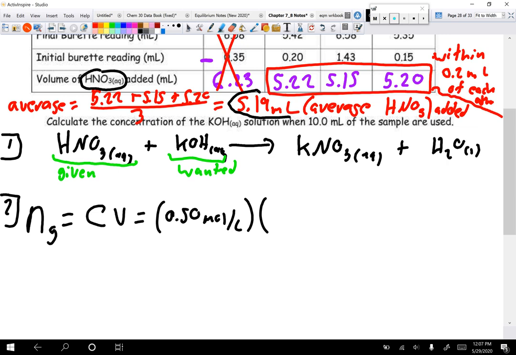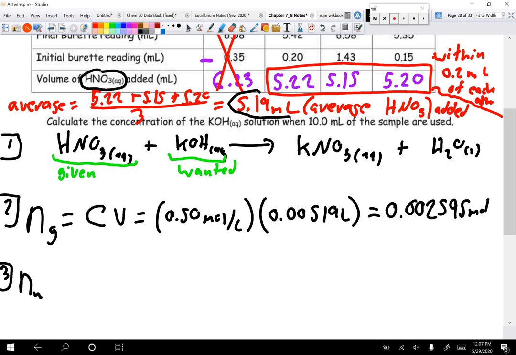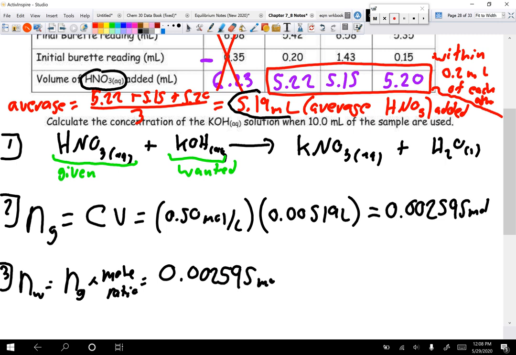So 5.19 milliliters. Of course, we can't use milliliters with concentration. We have to get that into liters. And it's 0.00519 liters because we divide by 1,000. And we get number of moles of 0.002595 moles. Then we move on to step 3. Number of moles wanted is equal to number of moles given times our mole ratio. So we take our 0.002595 moles and we multiply by wanted 1 over given 1. And we have our exact same number.